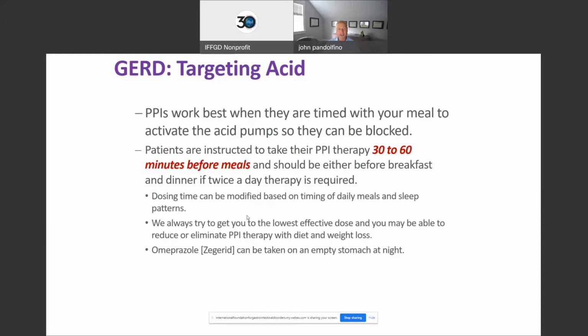Now, there is one combination of omeprazole called Zegerid that can be taken on an empty stomach at night that can work very similarly to the timing with the meal, because it tricks the stomach into thinking there's a meal because it has a little sodium bicarbonate with it.